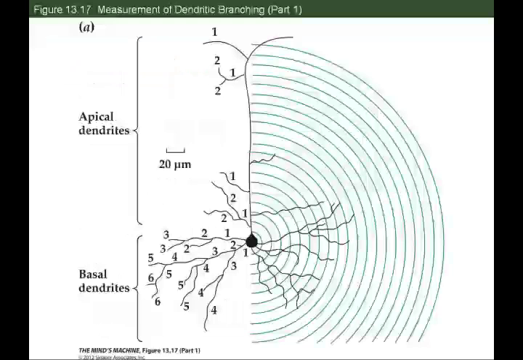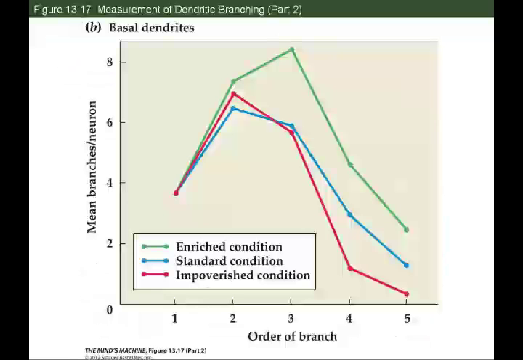So here we're counting the number of layers of dendrites. Obviously, the more layers of dendrites, the better. And if we compare these three groups on the order of branch, meaning the layer of branch, what you see here is that for the enriched condition in the fluorescent green, starting at layers 3, 4, and 5, they have more branches in these layers than the other two conditions, the control and the impoverished. Does that make sense? We all see that?